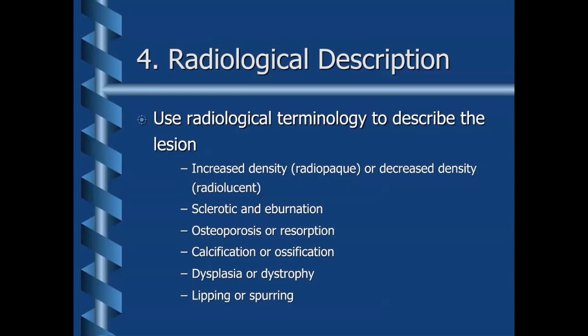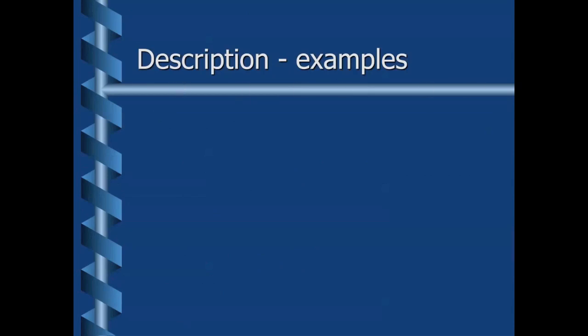Calcification or ossification, dysplasia or dystrophy, and lipping or spurring are all radiological describing terms. As I said, you will receive exact definitions for these in your other more formal sessions. So these terms can be used to describe areas of bone. Giving you some examples of description.